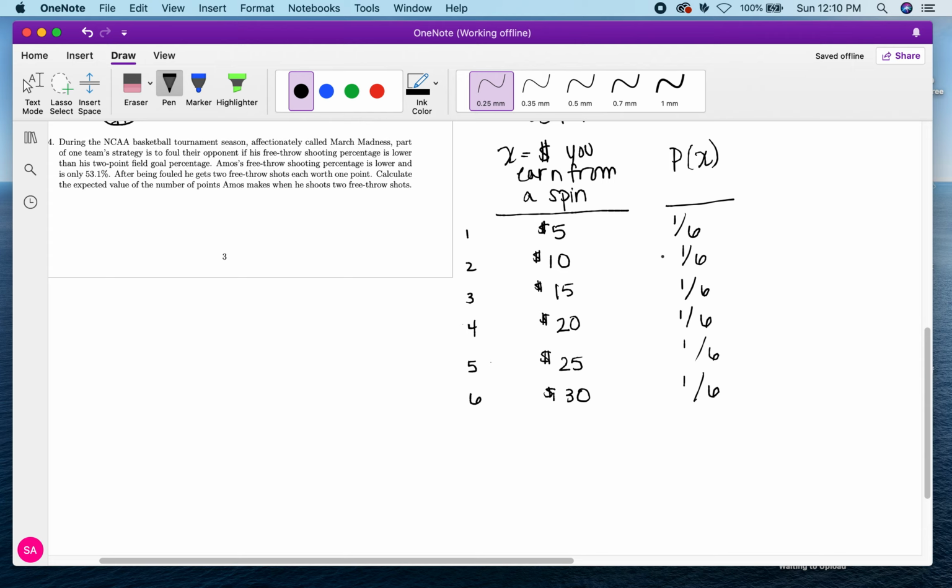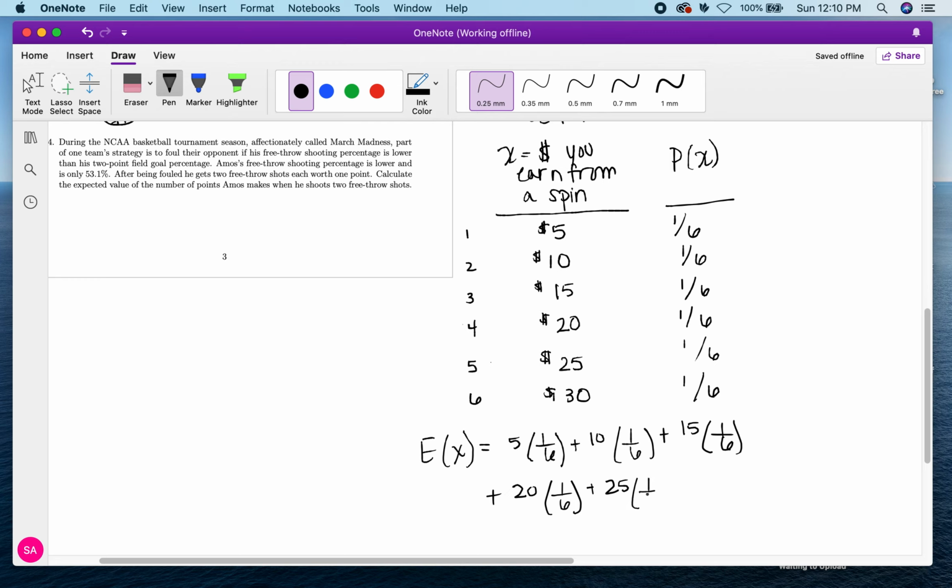All right. So now to find the expected value, we multiply and add. So we'll have 5 times 1/6 plus 10 times 1/6 plus 15 times 1/6, right? Keep on going all the way till we get to 30. So we got 20 times 1/6, 25 times 1/6, and then 30.